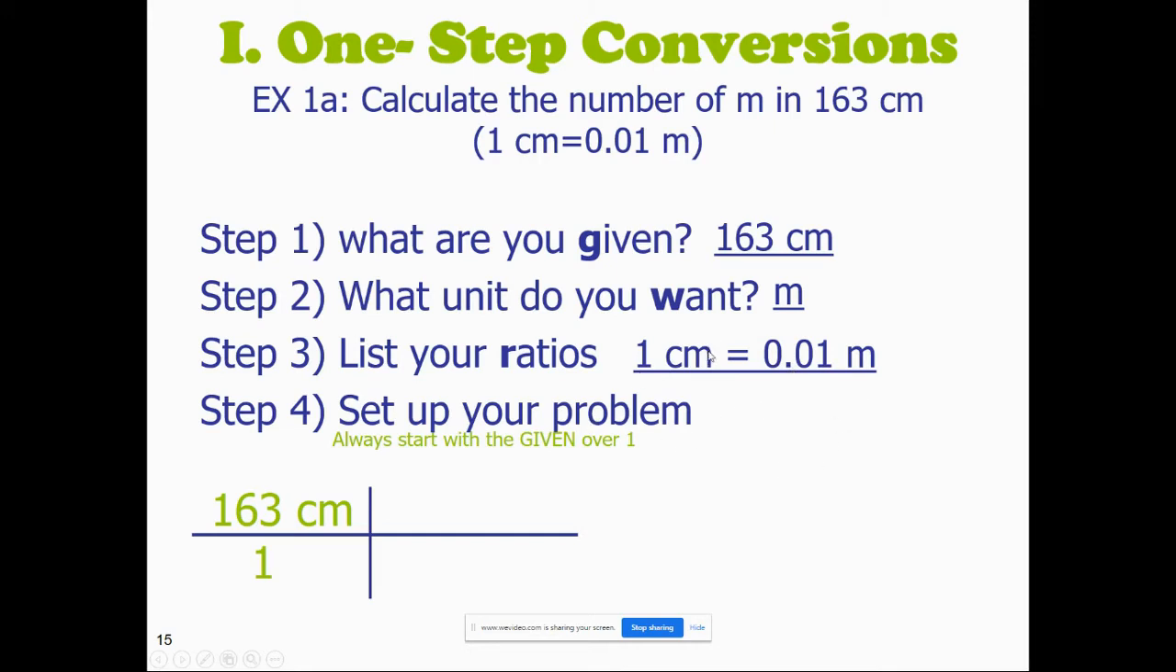So we want centimeters to go away. So we're going to put that on the bottom, because if we put centimeters on the bottom, our centimeters will cancel out. I always like to put the thing I want to cancel out first, write that first, and then write the other part of the fraction second. So we're going to write 1 centimeter. So for every 1 centimeter, we have 0.01 meters. You put it there. So what does that give you?